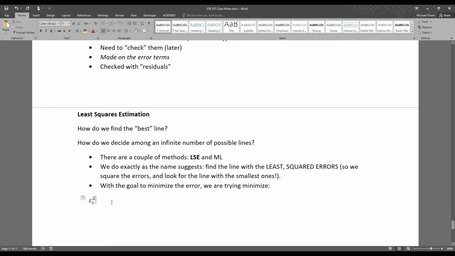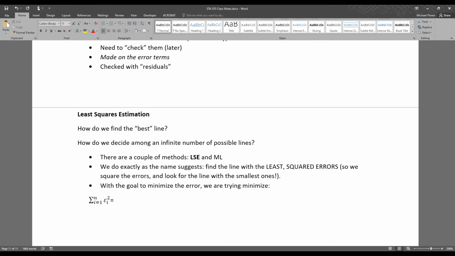Now consider that this is true for all i's, right? We have an error for every single point. So we don't just want to minimize a single point's error term, we want to minimize them all. So instead of just looking at one, we look at the sum of all of them. So the sum from i equals 1 to n of these error terms is what we're looking to do.